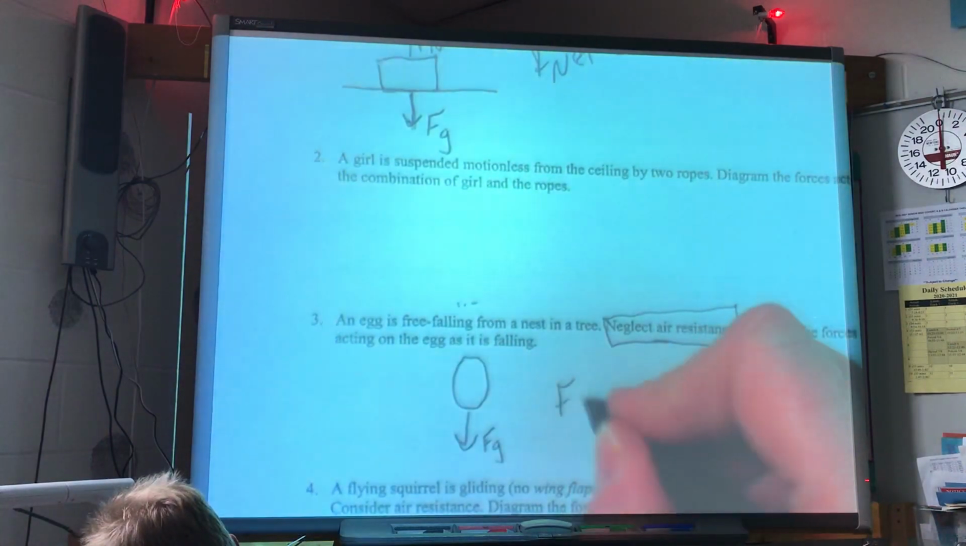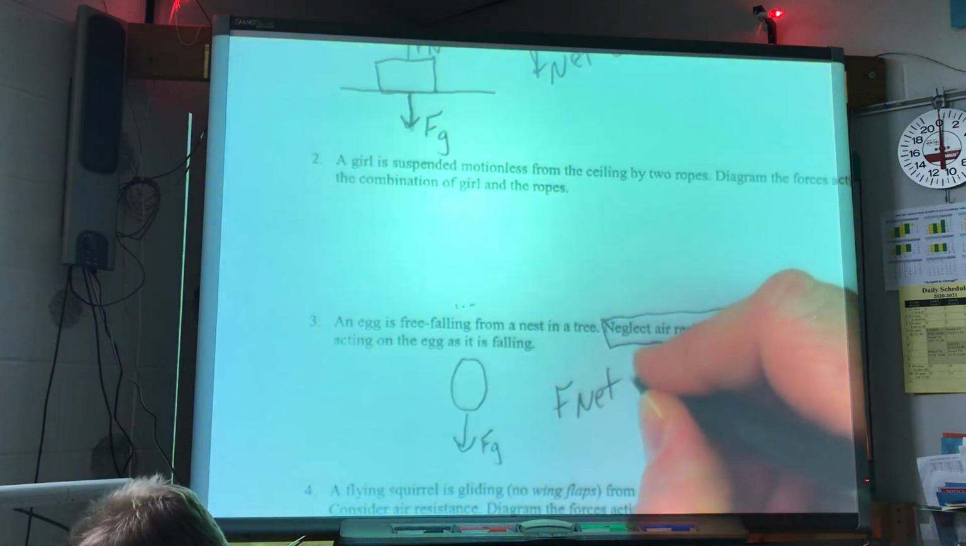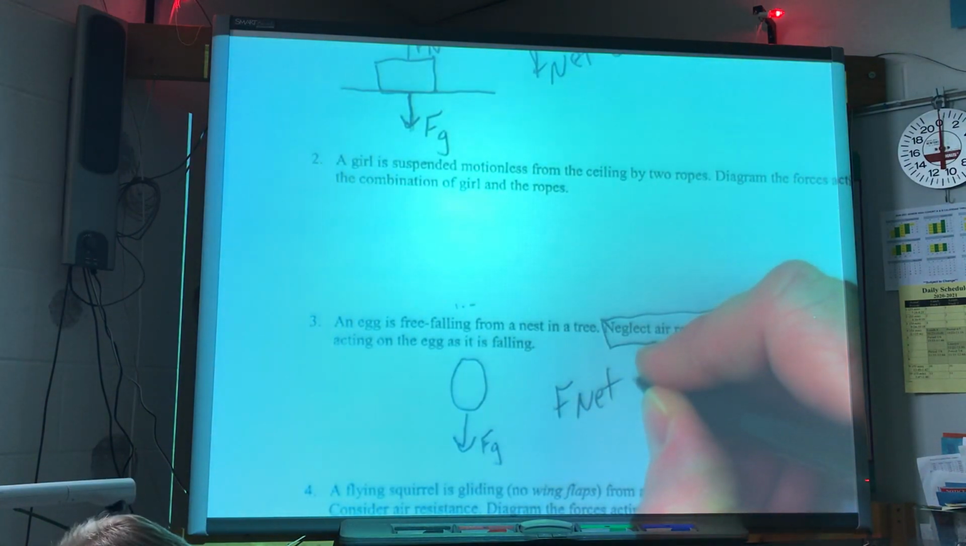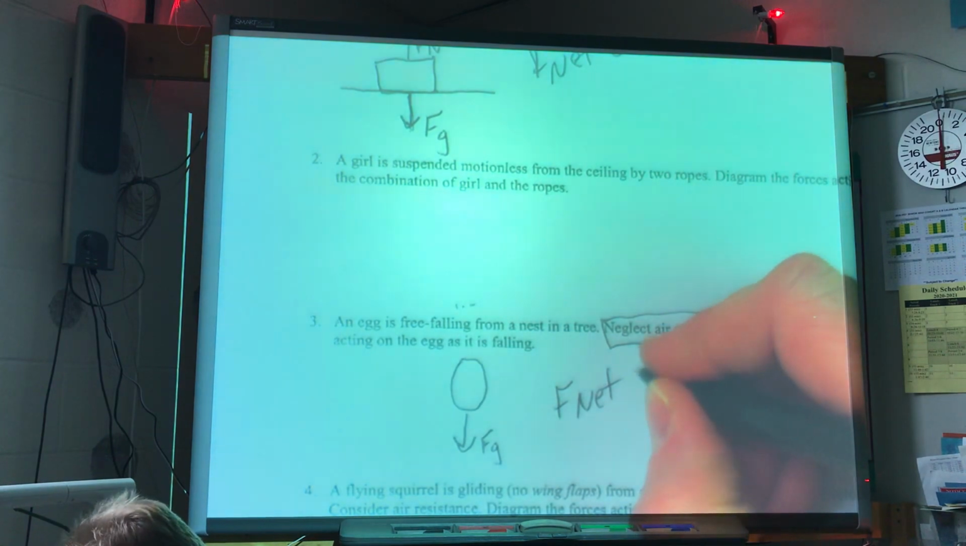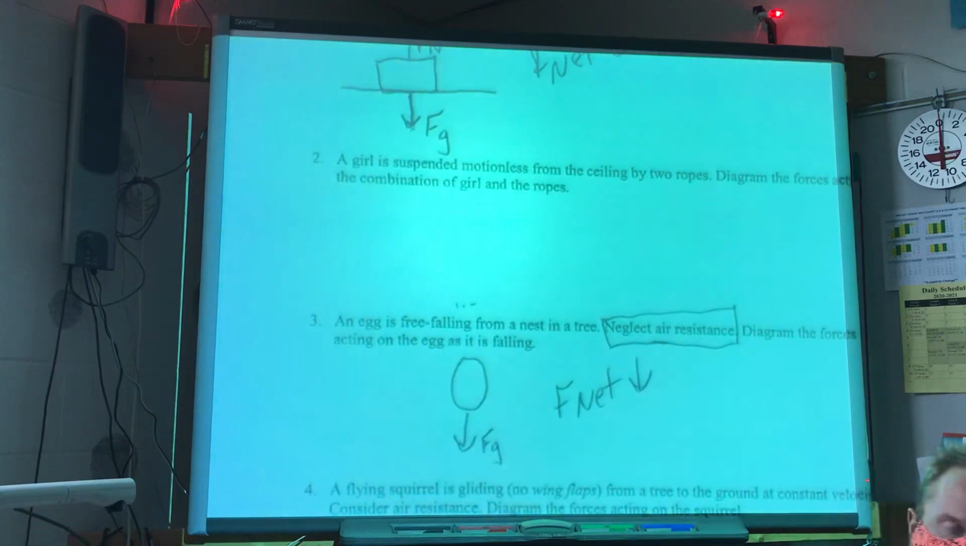So we could say my F net, or my forces, are balanced or unbalanced. Unbalanced. And if we wanted to, we'd say F net is equal to 0 or not 0. Not 0. And which direction is it unbalanced? Down. Yeah, it's unbalanced down. So we can say my F net is down. And that's good enough for what we're doing.